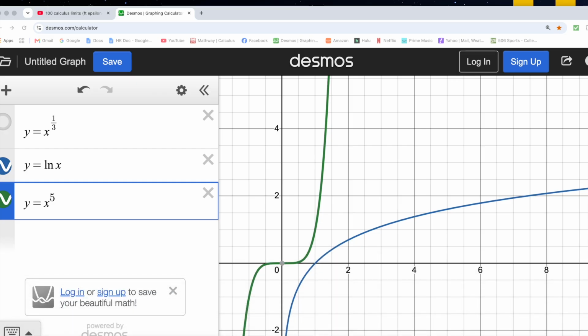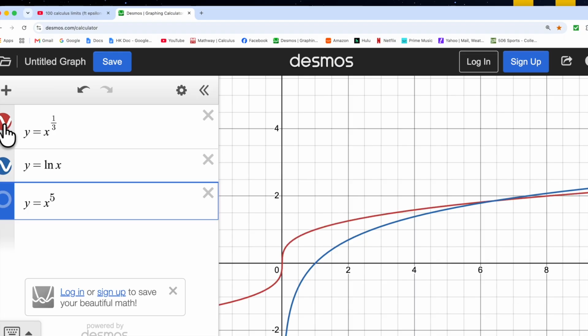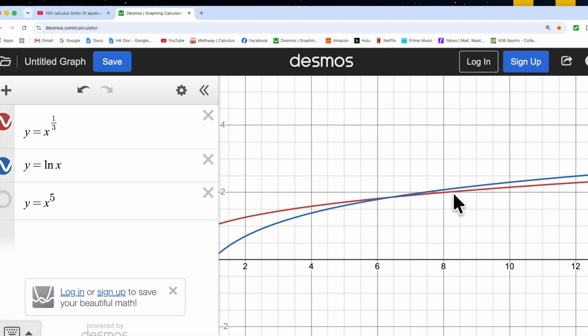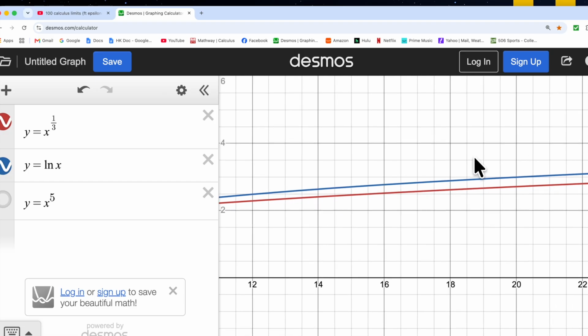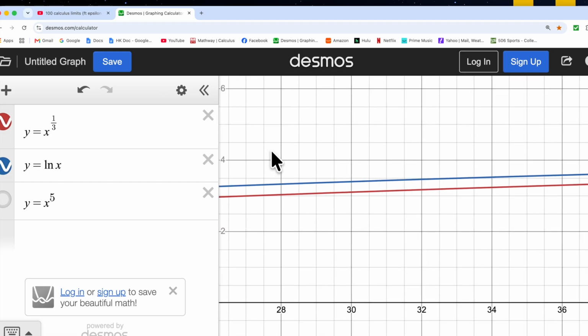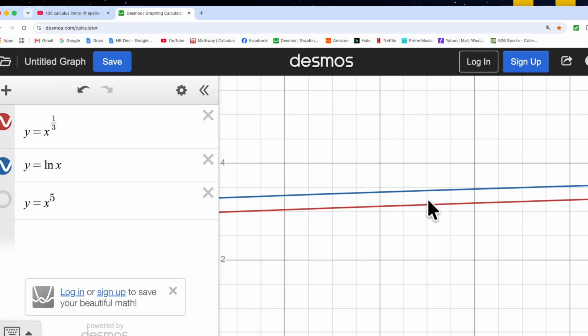Let's look at Desmos here. You could see that I have y equals ln of x here in blue, and y equals x to the 5th power shown here. You could see clearly that x to the 5th rises faster than ln of x. But here, if I graph y equals x to the 1/3 in red, it appears that the red values are below the blue. But if you keep going, you have to trust me that that red line eventually goes over the blue line.